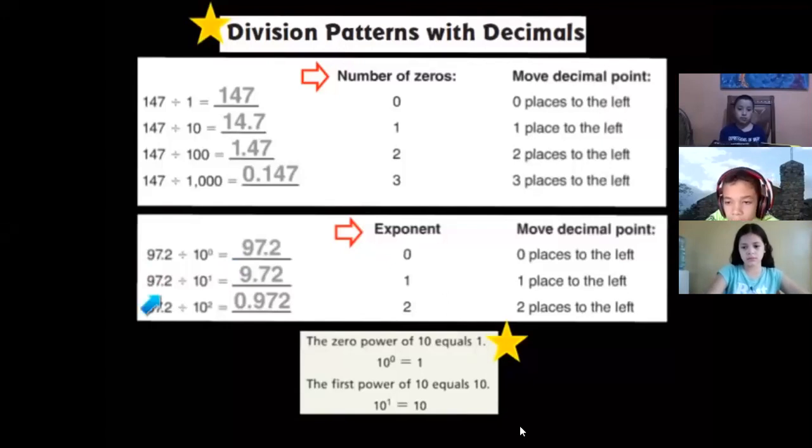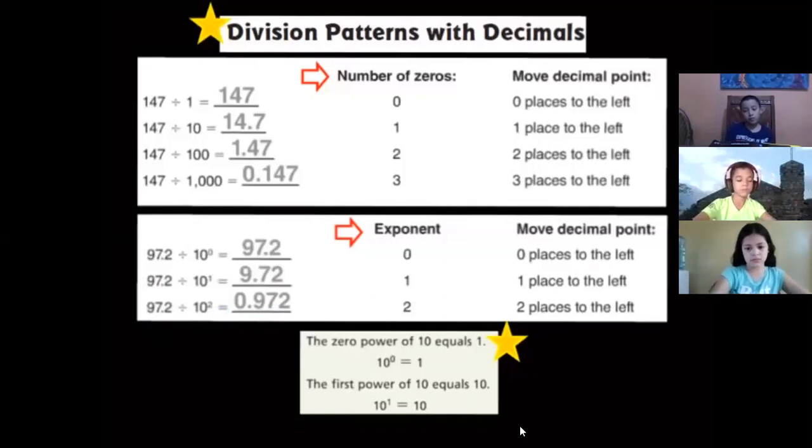Now, for the next problem, we see 97 and 2 tenths being divided by the first power of 10. My exponent here is a 1. So that means I'm going to move the decimal one place to the left. So my answer now turns out to be 9 and 72 hundredths. In the last problem, we have 97 and 2 tenths being divided by the second power of 10. What I know is my exponent here is a 2. So that means I'm going to need to move my decimal 2 places to the left. So we're going to move once, twice, and now my answer turns out to be 972 thousandths.